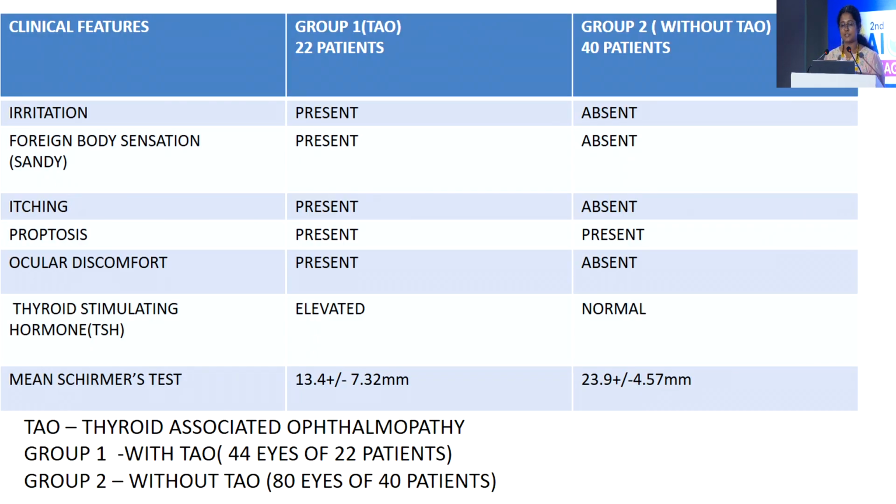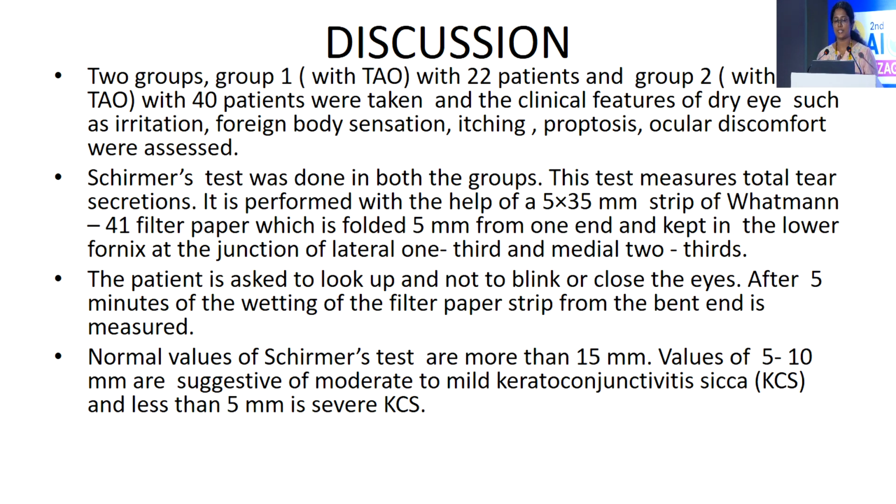While comparing these two groups, irritation, foreign body sensation, itching, proptosis, ocular discomfort was present in group 1 patients, and in group 2 all of these were absent except the proptosis, which is present in both the groups. Mean Schirmer's test is 13.4 plus or minus 7.32 mm in group 1 and 23.9 plus or minus 4.57 mm in group 2 patients. Discussion: two groups were taken, group 1 which included 22 patients and group 2 which included 40 patients.